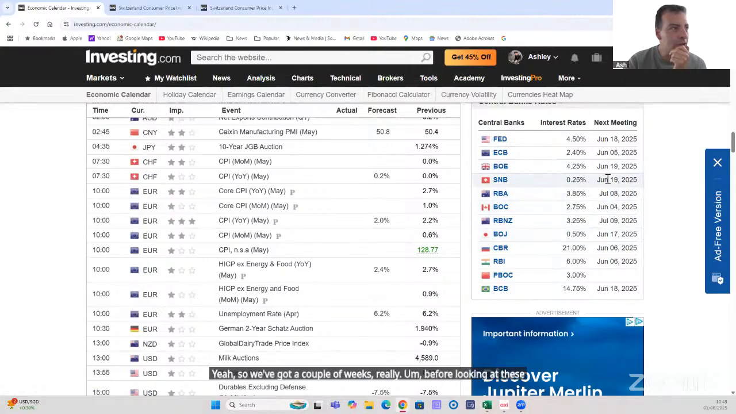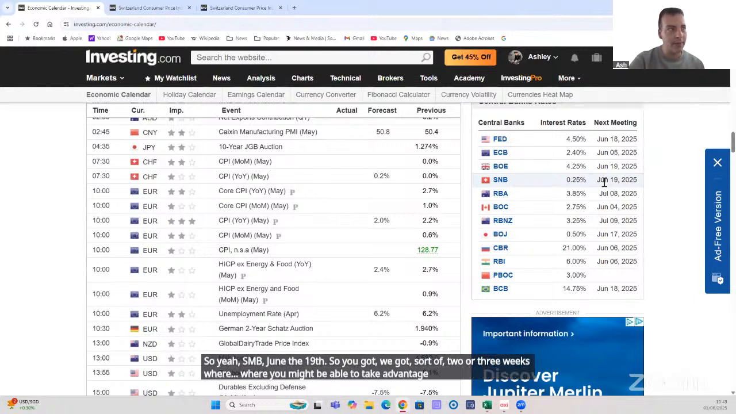The Bank of England, June the 19th. So yeah, SNB June the 19th. So we got sort of 2 or 3 weeks where you might be able to take advantage of the interest rate differential. Okay.